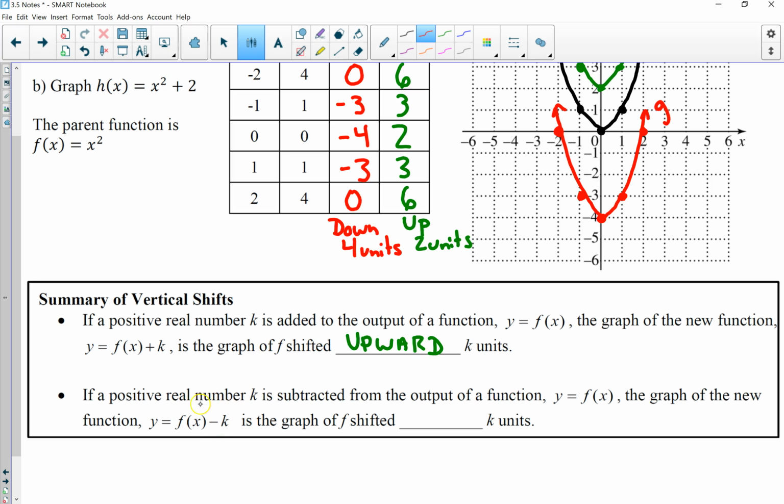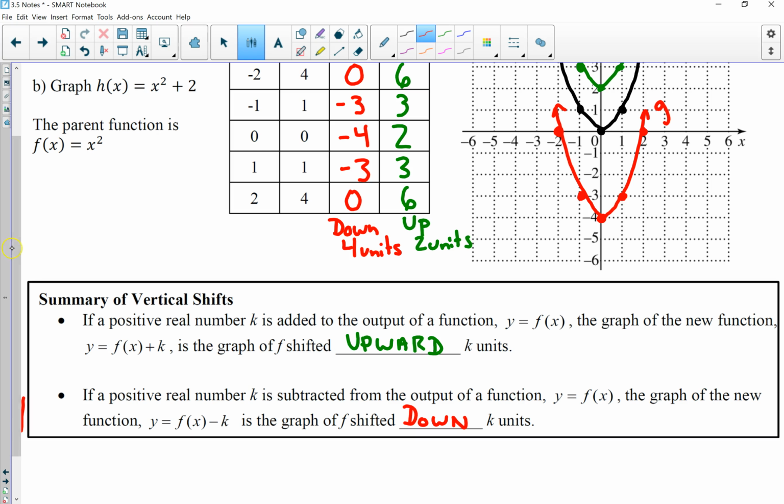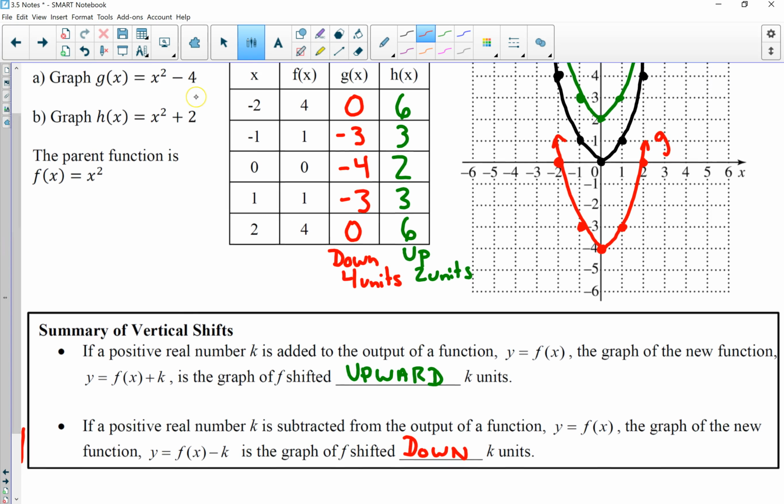Subtracting a value after my parent function has occurred is going to shift it down a particular value of units. So for instance, on our example, we had our g of x function be our parent function minus 4. So that shifted it down 4 units. So that's how we can know how vertical transformations are going to change our parent function. So you would see your parent function, if you subtract a number, it will push it down, add a number, it will push it up.